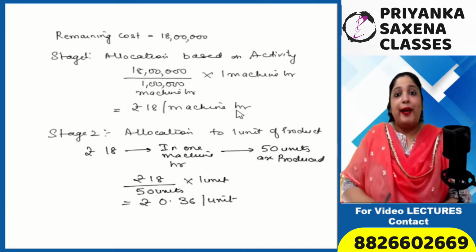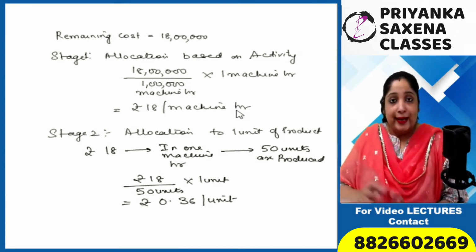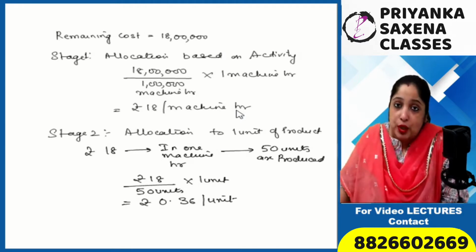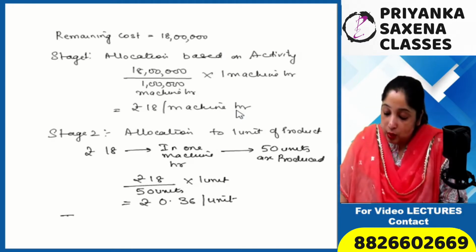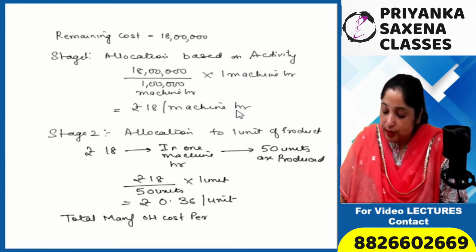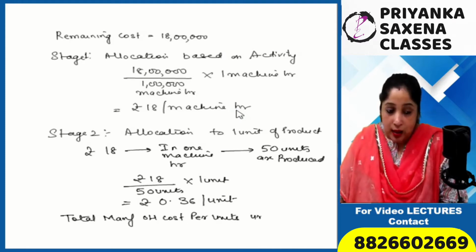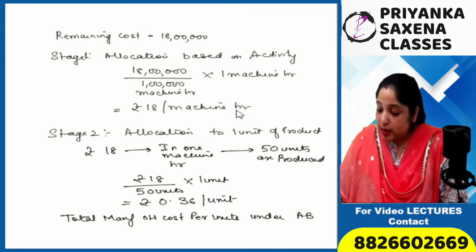Now total 20 lakh rupees of cost has been apportioned, allocated using activity based costing. Now the total manufacturing overhead cost per unit under ABC is how much?